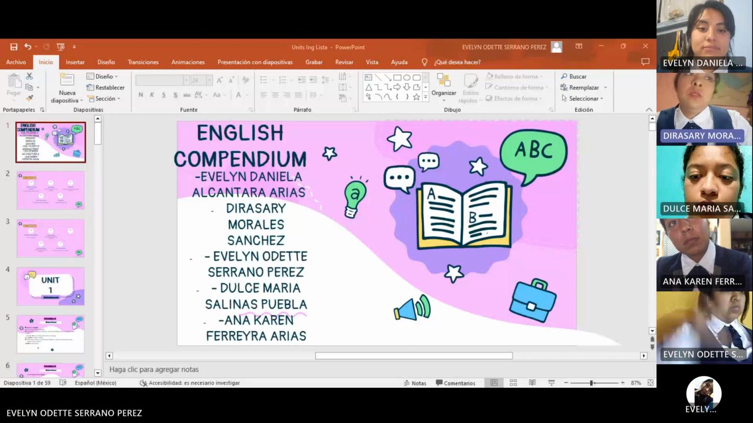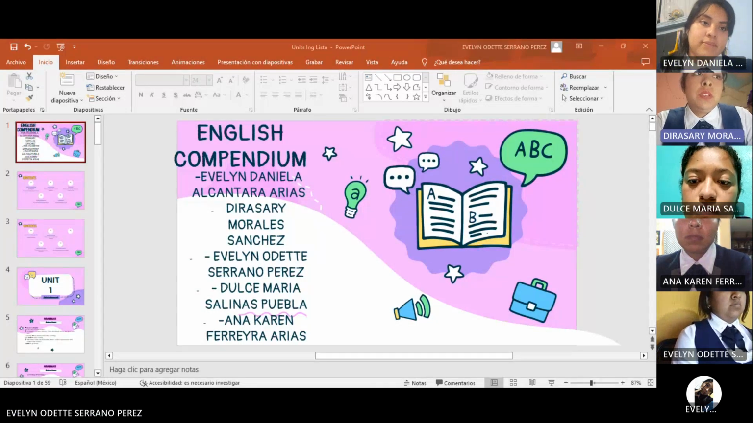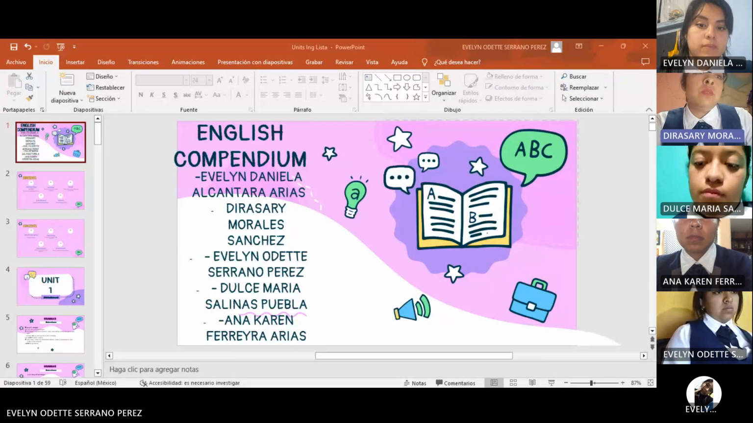The grammar in unit 1 is a review of tenses: present simple, present perfect simple, and present continuous. We use the present simple for habits, repeated actions, facts and things which are generally true. The present perfect simple is used for experiences in our life, and the present continuous is used for actions in progress now.